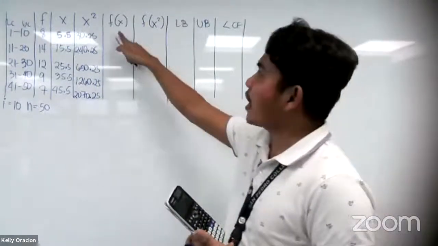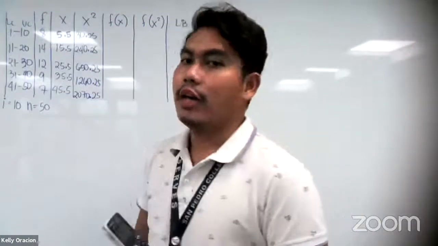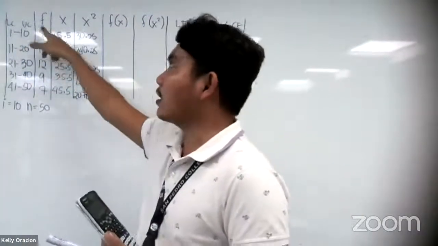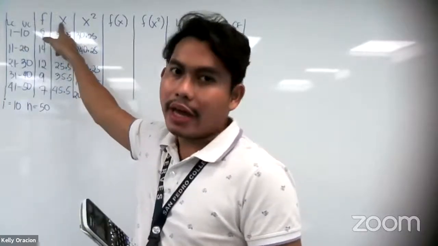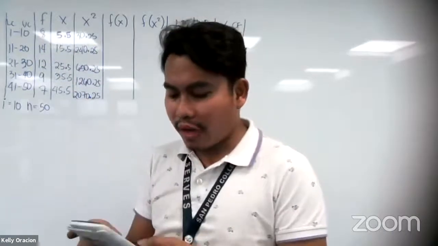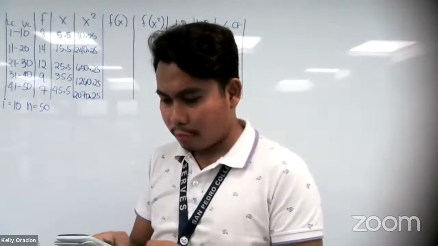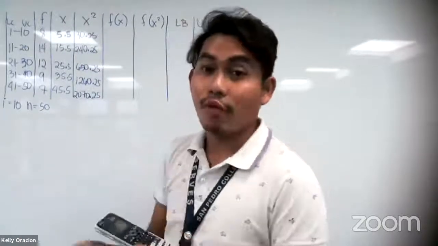Next, fx. How do we get fx? Of course, multiply f and x. Multiply your f by your x. Example, this 8. 8 times 5.5. It's 44.